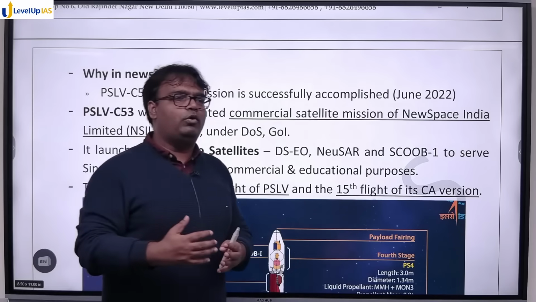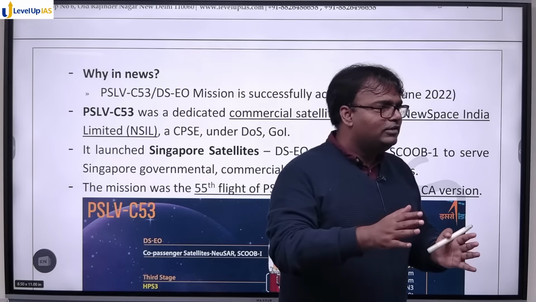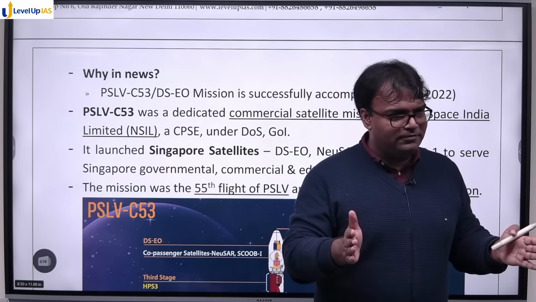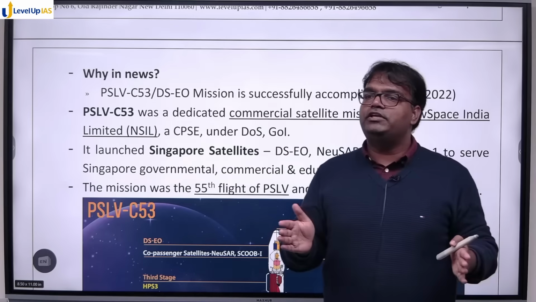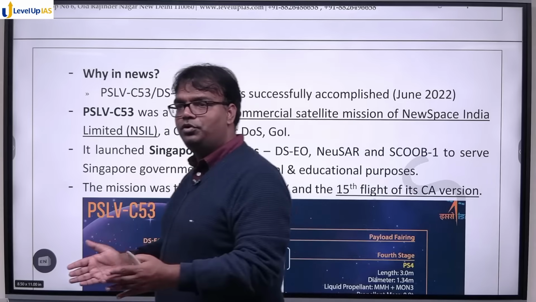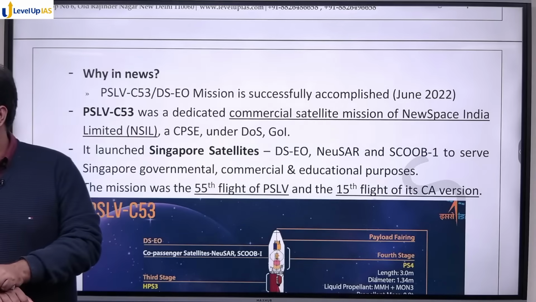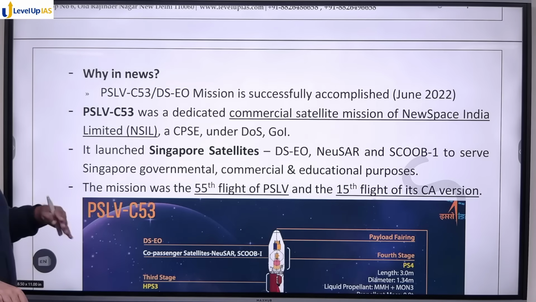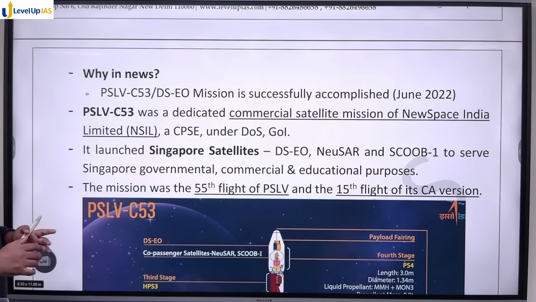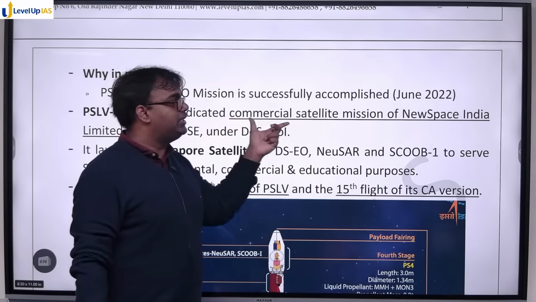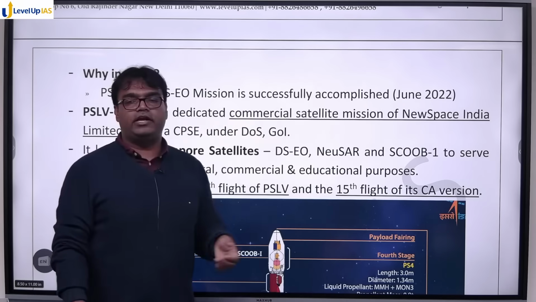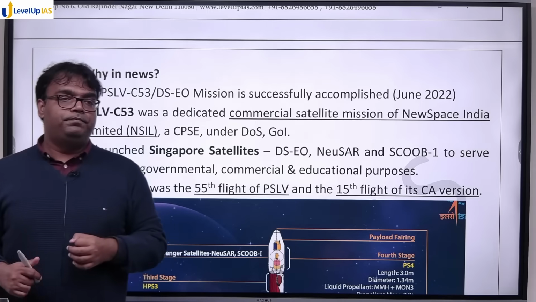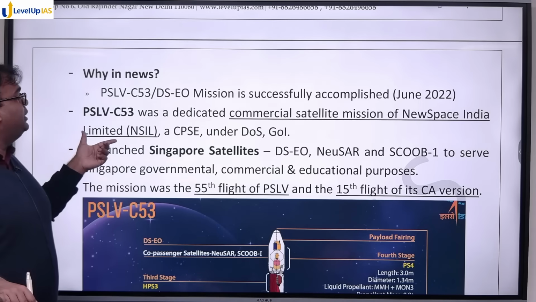We will not cover all the 56 launches of PSLV, only the launches which have taken place in the last 1 year. So, which are the launches which have taken place in the last 1 year? 53 and 54. 54 we have just covered, where EOS-06 was launched. This is 53, or overall the 55th launch of PSLV. Please note that this was the first dedicated commercial satellite mission of New Space India Limited.